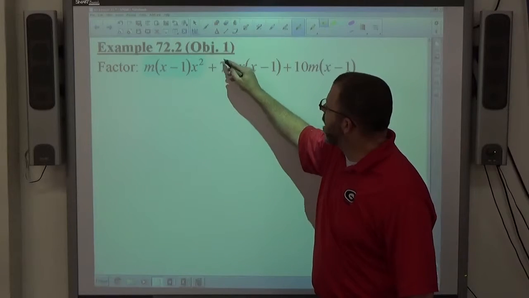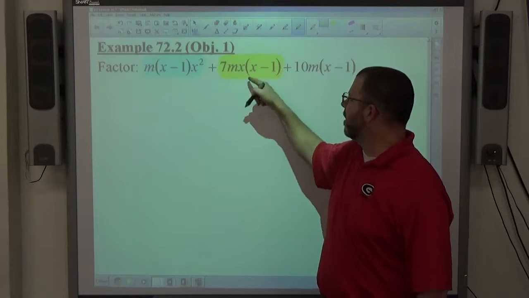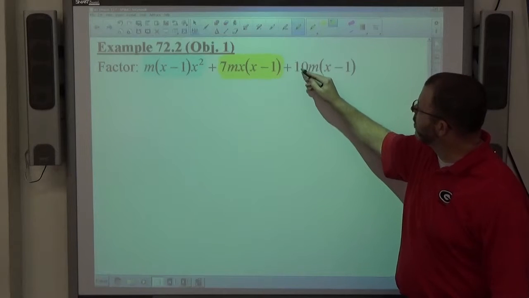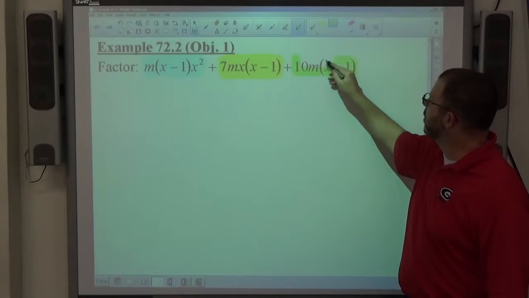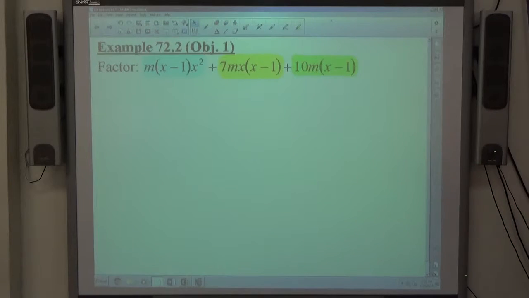I got a plus sign happening, so then this is a new term. 7 is times m, which is times x, which is times x minus 1. Then another plus sign happens, which leads me to a third term. 10 is being multiplied by m, which is being multiplied by x minus 1. So again, getting a recognition for terms, what separates terms.